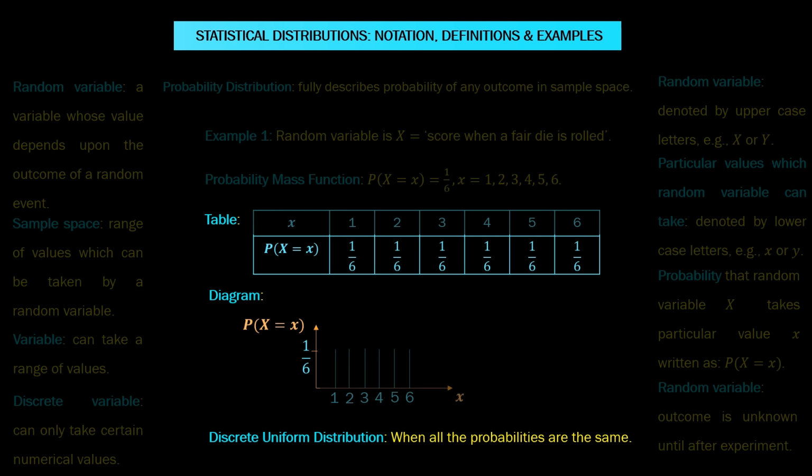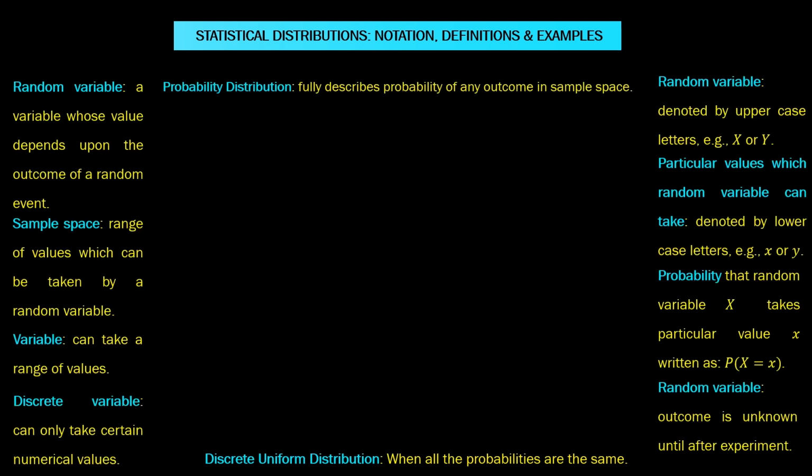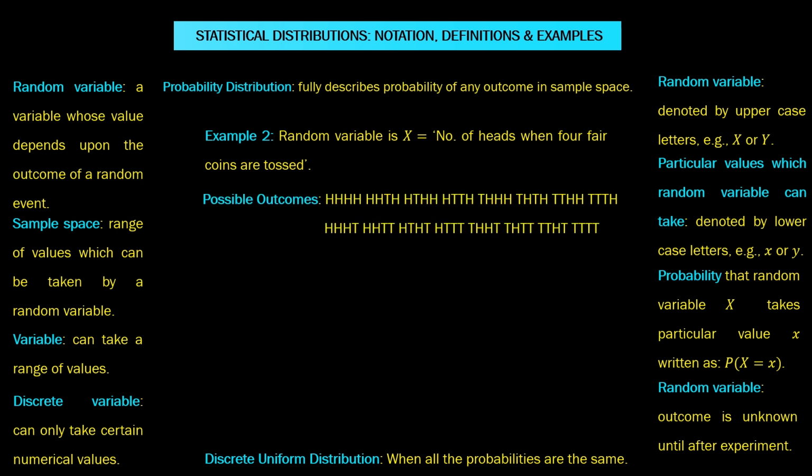And again, as we mentioned earlier, because all the probabilities are the same, we have a discrete uniform distribution. Now let's take a look at another example. We're going to let our random variable x be the number of heads when 4 fair coins are tossed. The possible outcomes are given here in the middle of your screen.